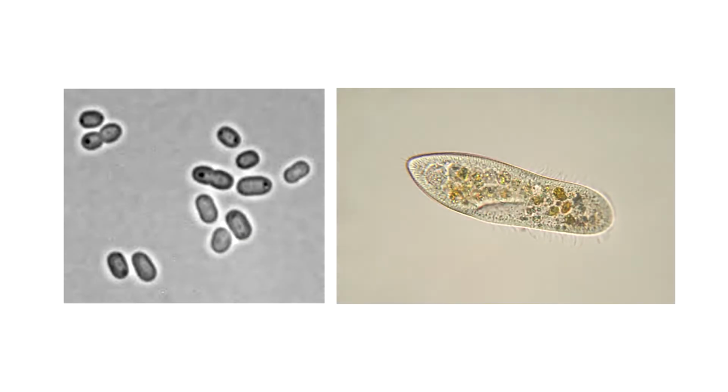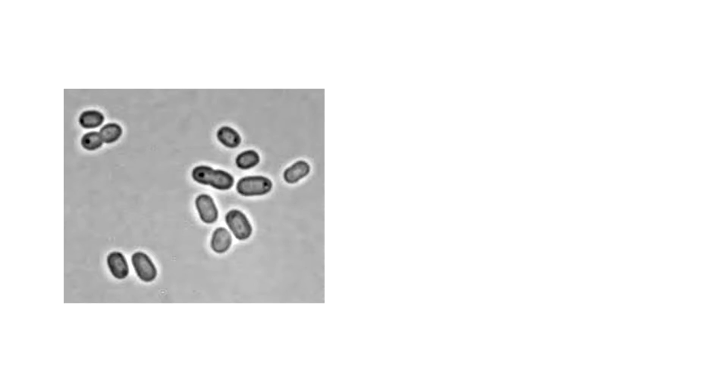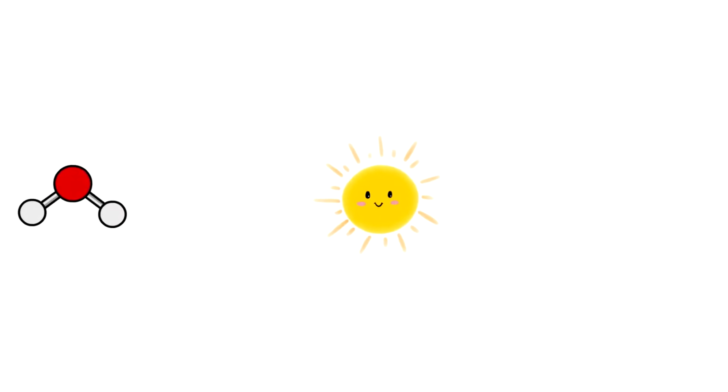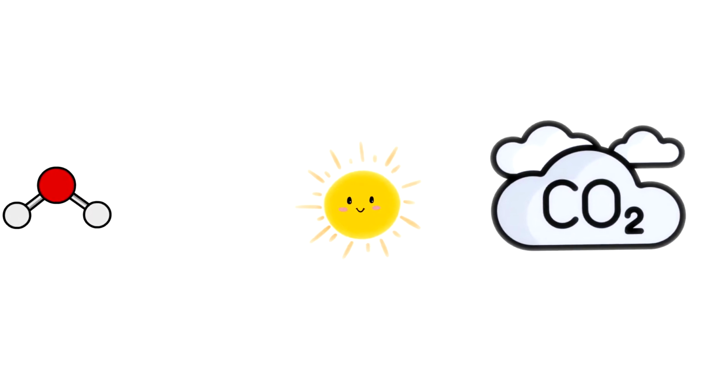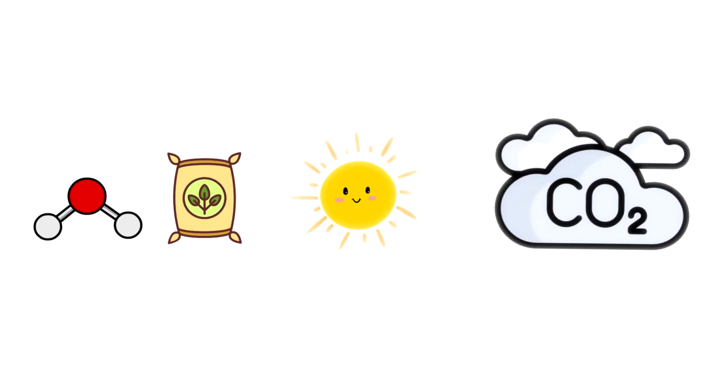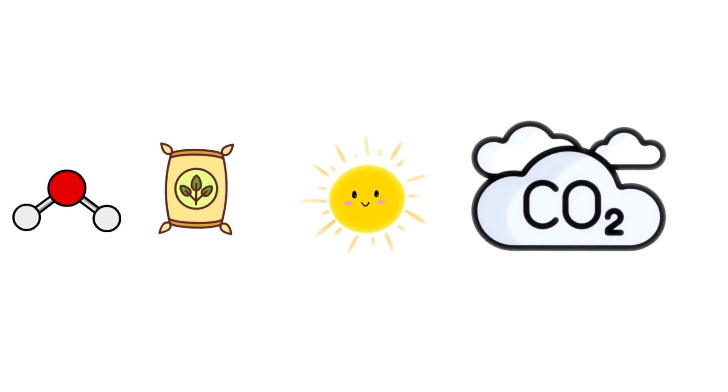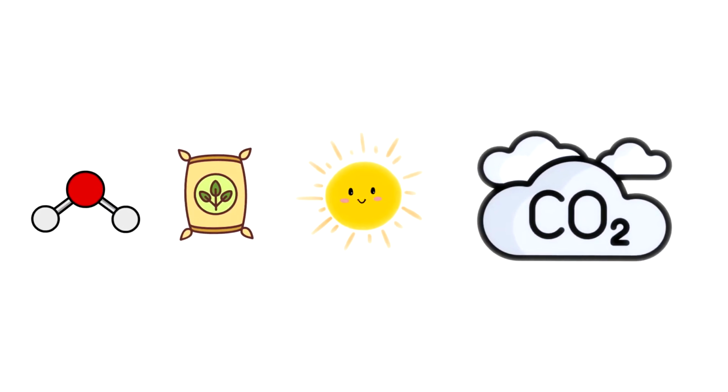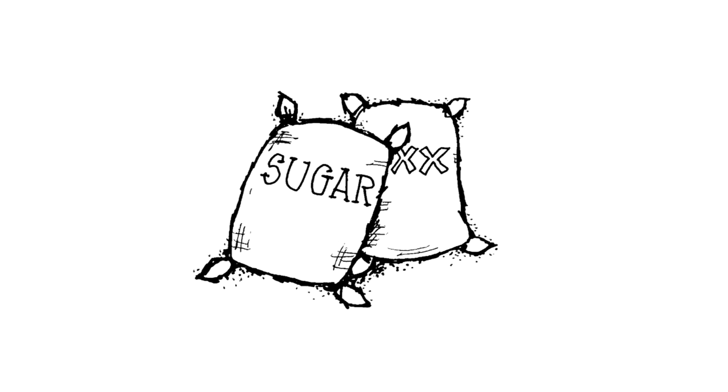Some bacteria and protists also use photosynthesis, but we won't be talking about them today. Besides energy from the sun, there are a number of other things plants need in order to perform photosynthesis. These things include water, carbon dioxide, and nutrients. Using the process of photosynthesis, plants can use these components and create sugars which act as food for the plant.